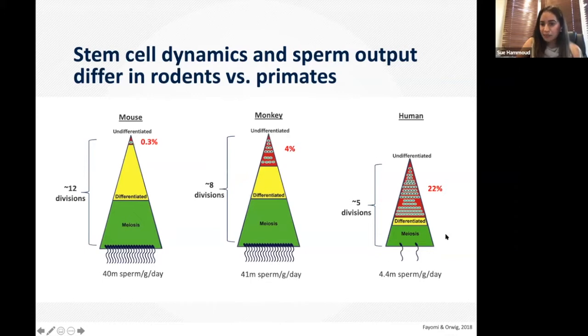In humans, this process is a little bit different. You have a larger spermatogonial stem cell pool to begin with, and therefore the transient amplifying divisions that need to occur in human are far fewer than in mouse. As a result, you need to undergo 5 divisions before you give rise to sperm. However, this process in human is a lot more inefficient: you have about 4.4 million sperm produced per gram of testes per day.